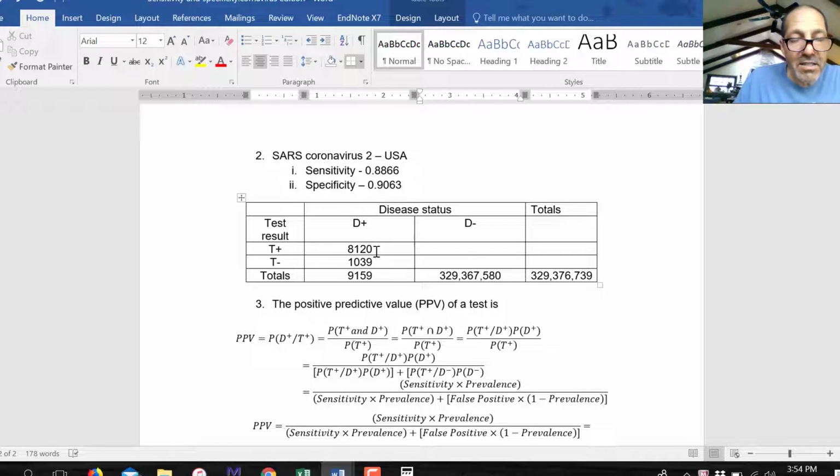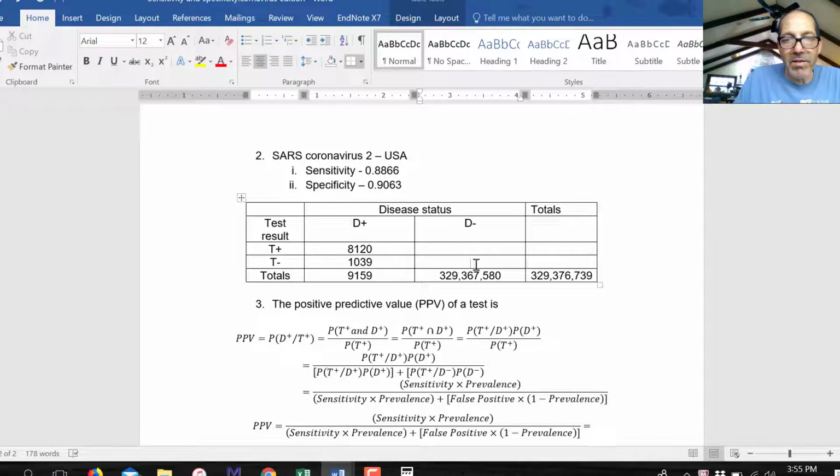Look at what this says. This says that of the 9159 true disease positives, 1,039 will test negative. So this sensitivity issue is very, very important. And I know right now we're just in this frenzy to get testing done, but unless we attend to sensitivity and specificity, we're going to get a lot of false negatives. And that's not good, because those people will go around spreading the disease to others.